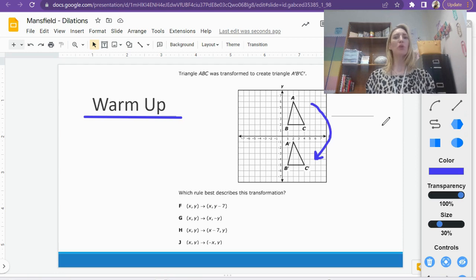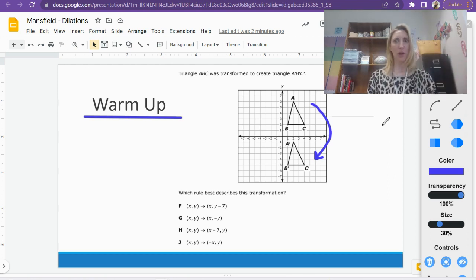Here's the question. Which rule best describes this transformation? First of all, we have four types of transformation. So far, we have studied three. Okay, so I know it's one of those three. The first one we did was translation, when we simply slide a shape. The second one, reflection, the mirror one, right? And the third one, rotation, when we turn.